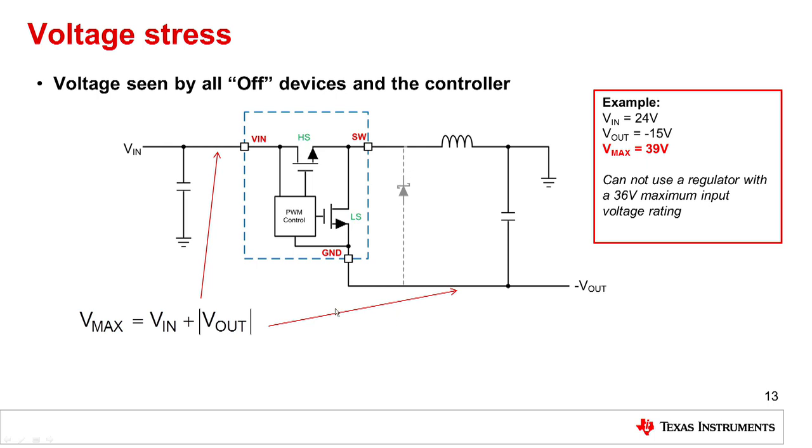It's very straightforward actually. We can see here that between Vin and ground is the maximum stress that the device will see, including these two switches. That's simply equal to the input voltage plus the magnitude of the output voltage. Take a look at the example I have here on the right hand side of the slide. If my input voltage is 24 volts and I'm converting to minus 15 volts out, that means the maximum voltage across those elements will be 39 volts. Basically, it means you can't use a regulator that has a maximum input voltage rating of only 36 volts for this particular application example.